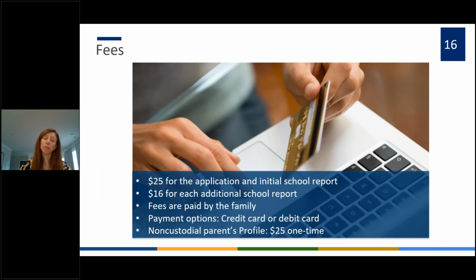So as I said earlier, there is a fee to complete the CSS profile. It's $25 to complete the application and submit it to one school, and then it's $16 to send it to each additional school. And these are paid for by you, the family. You can pay with a credit or a debit card. When the non-custodial parent completes a profile, there's just a one-time $25 fee. So even if 4 schools are asking the non-custodial parent to complete the profile and submit it, there will only be one $25 charge for that non-custodial parent.